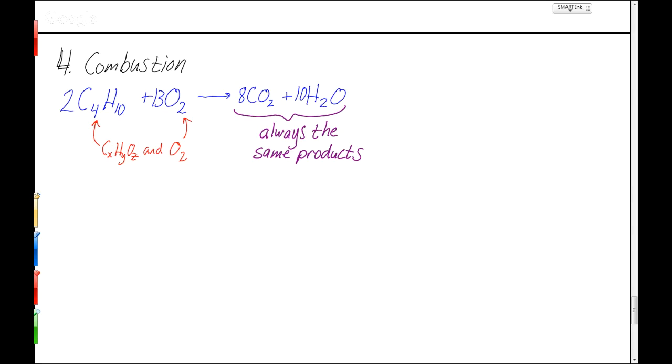And that's a combustion reaction. So if the equation has carbon, hydrogen, and oxygen in it, no matter what, it's always combustion? I would say that's a little too general. But I would say if oxygen, specifically O2, is one of the reactants, then it's combustion. Combustion is in its most general form defined as reaction with oxygen.